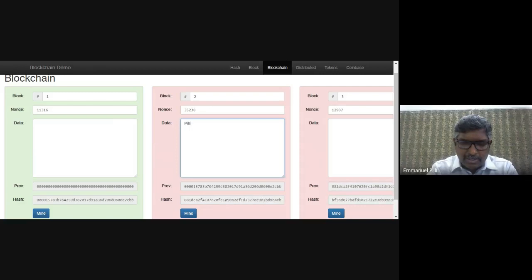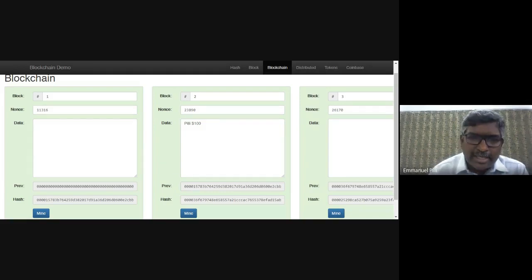So let us say I make Pilli $100. What I can do is mine it so that this becomes normal, right? But this doesn't become normal. So I have to mine this also individually, so that the nonce values are each time looked at. So this is what a blockchain looks like.